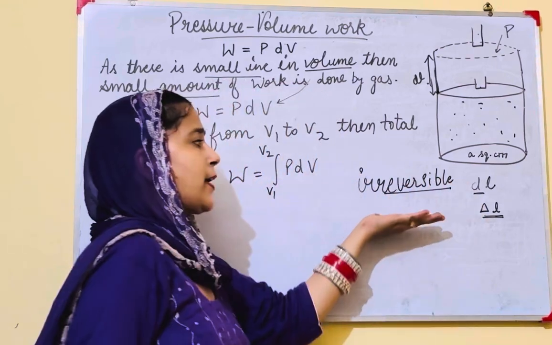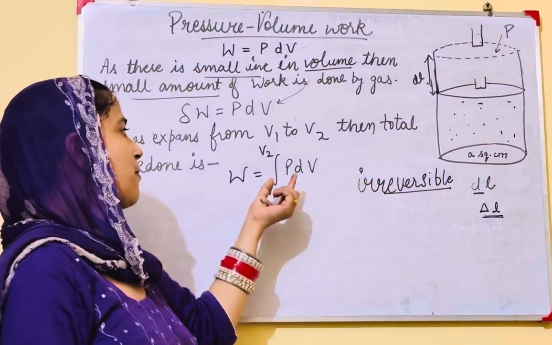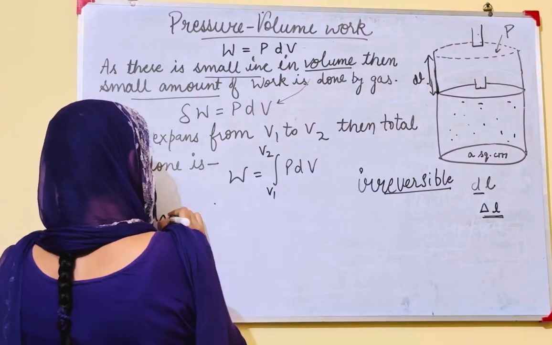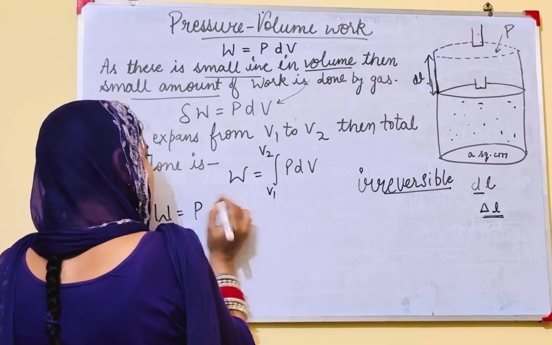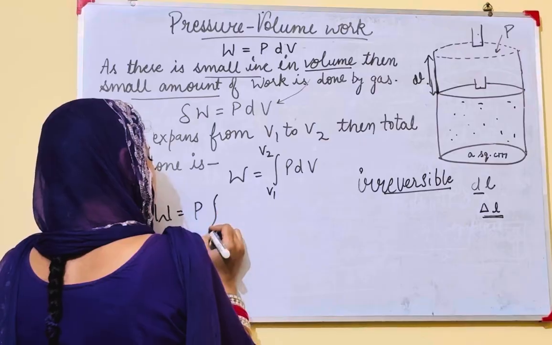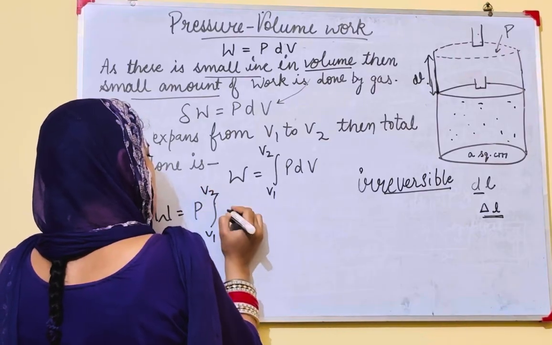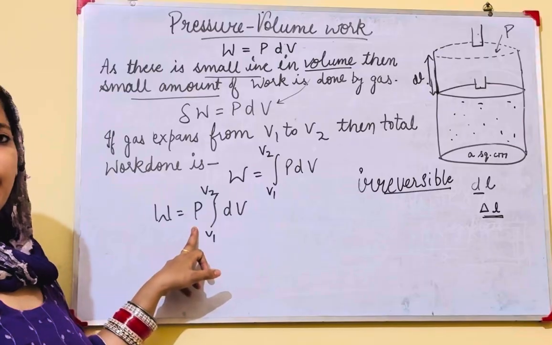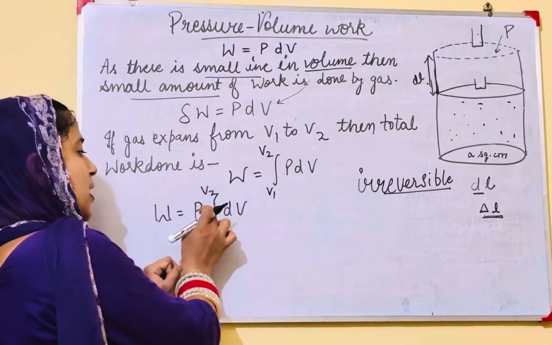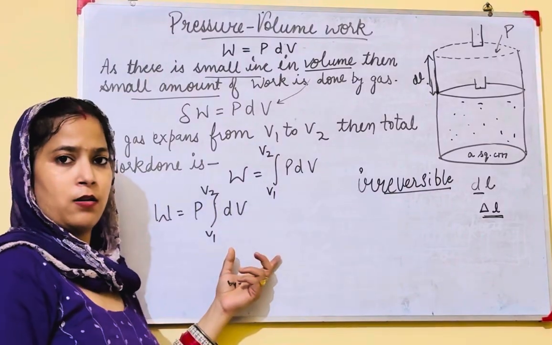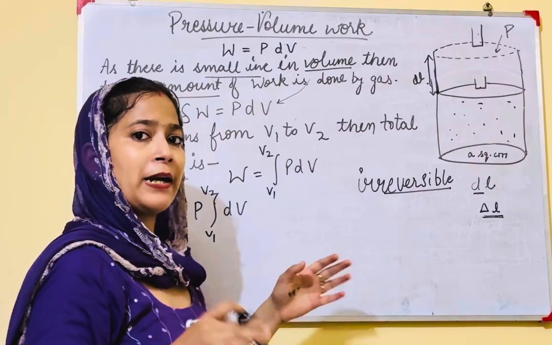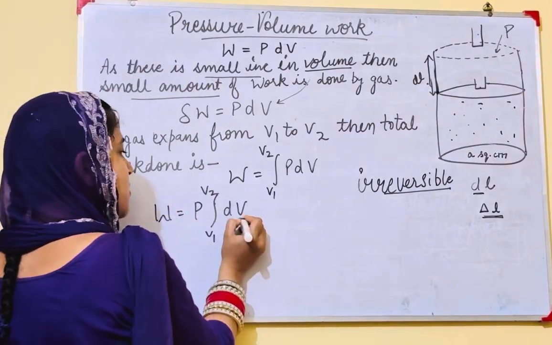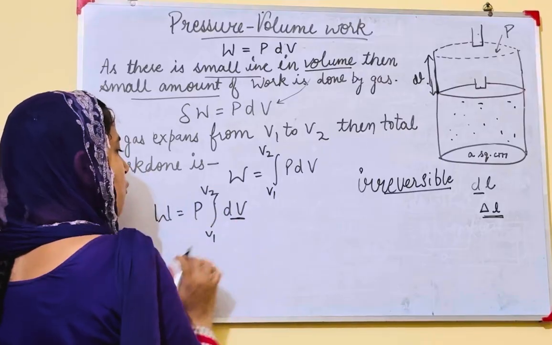Irreversible. When it is irreversible, then pressure remains constant. So we can write it as W is equal to P, outside the integration, integral from V1 to V2 of dV. We are writing P outside the integration, the reason being that a constant is not integrated. Now we will integrate this dV with respect to volume.